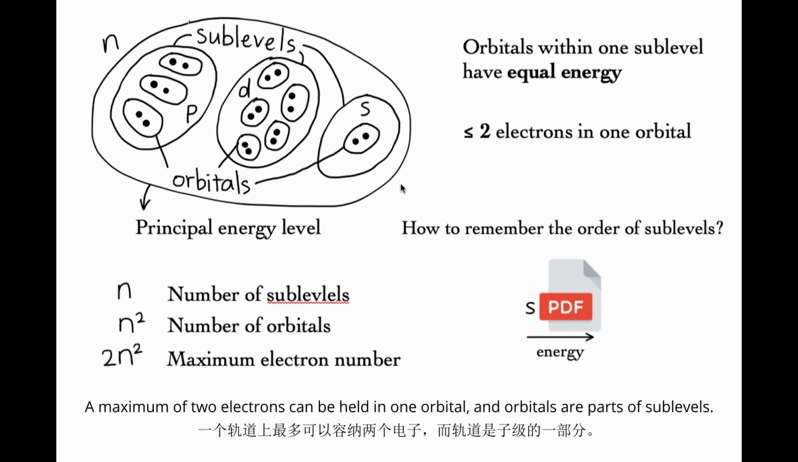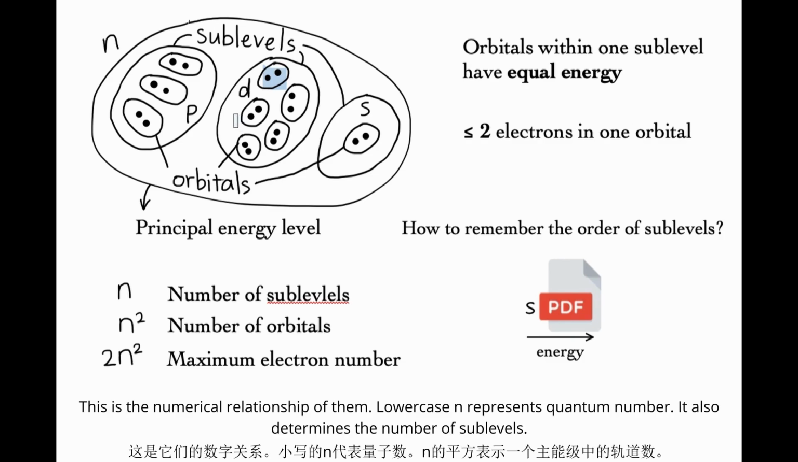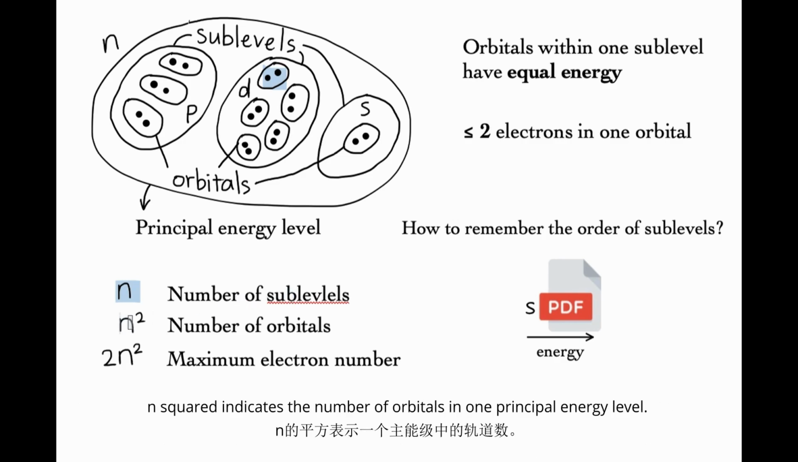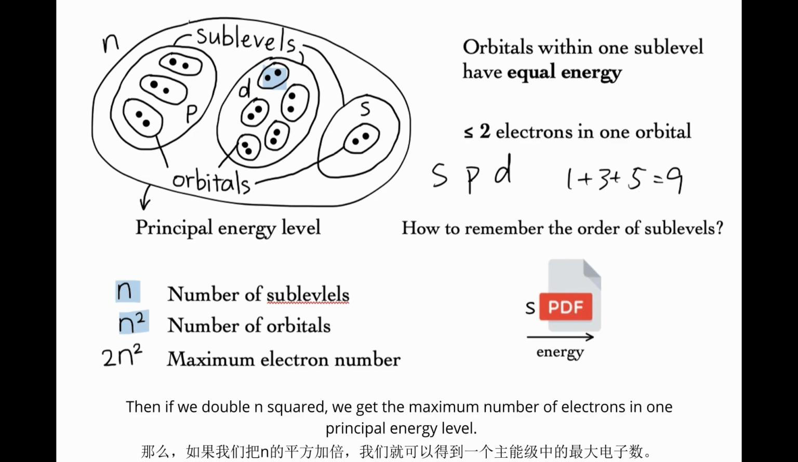A maximum of 2 electrons can be held in one orbital, and the orbitals are parts of sublevels. Sublevels are involved in the principal energy levels. This is the numerical relationship of them. Lowercase n represents the quantum number. It also determines the number of sublevels. n squared indicates the number of orbitals in one principal energy level. For example, the third principal energy level has s, p, and d, 3 sublevels. The total number of orbitals is 1 plus 3 plus 5 equals 9. Then if we double the n squared, we get the maximum number of electrons in one principal energy level.